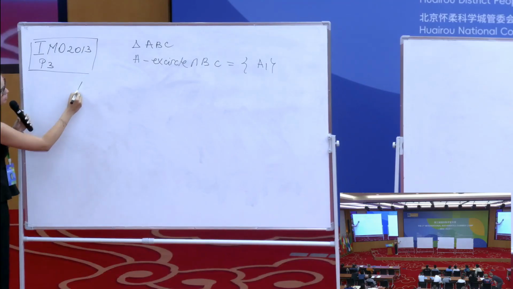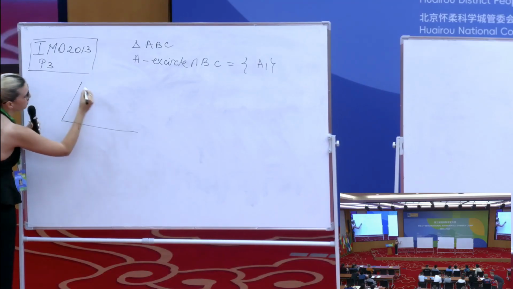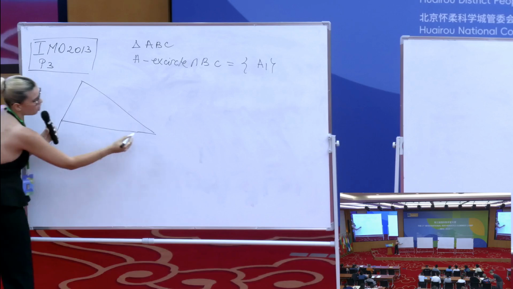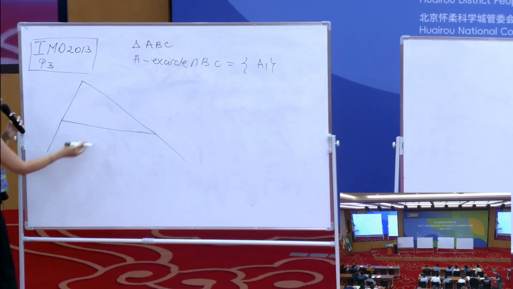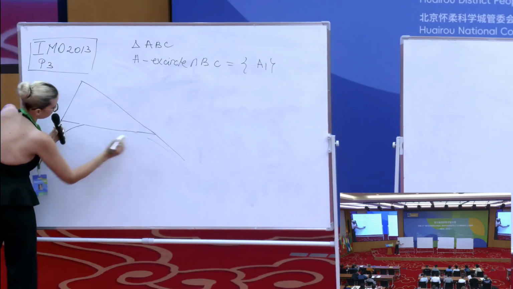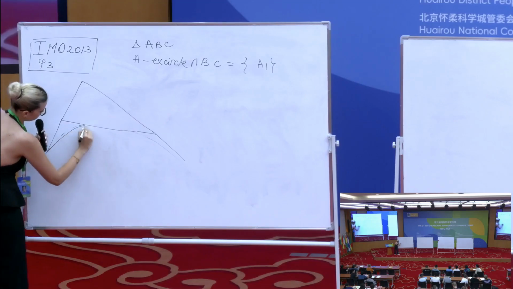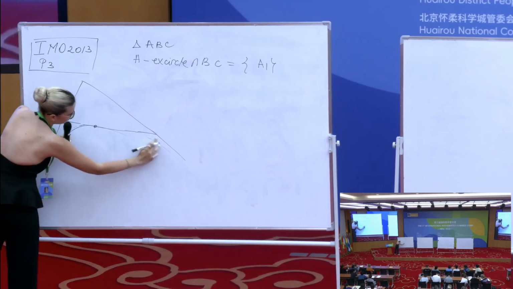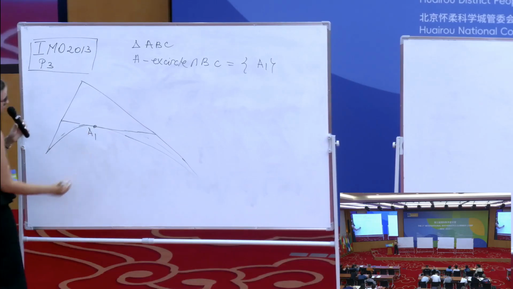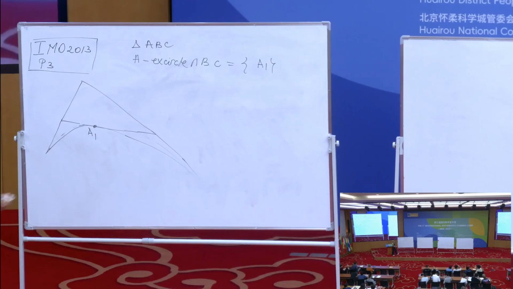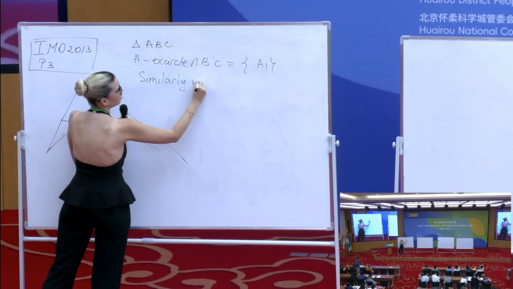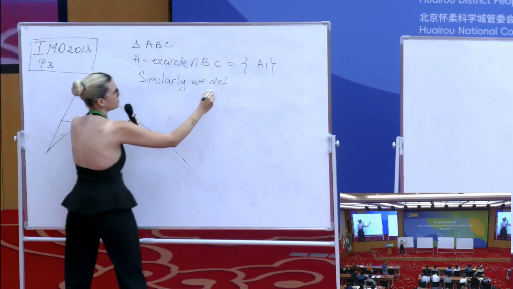So let's draw it while we're presenting the statement of the problem. We have our triangle, and we have a very classic point: the point of contact of the A-excircle with the side BC. It will be something like this. I'll make it nicer, because this is not tangent at all. Okay, so here is the point A1. And we will also define the points B1 and C1.